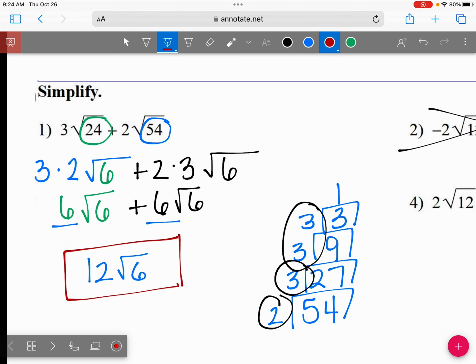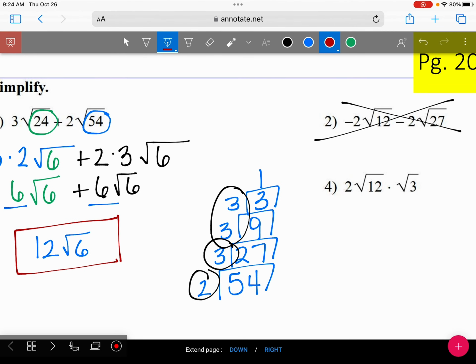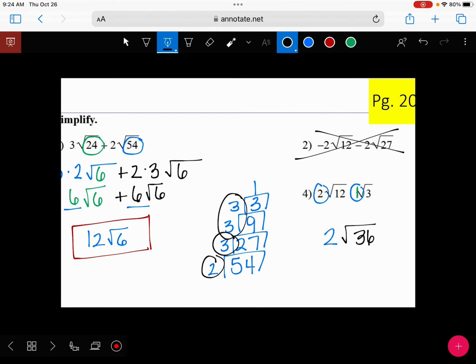All right, let's look at number 4. So for question 4, there is an invisible 1 in front of that root 3, so I'm multiplying 2 times 1, which is 2. And then I'm multiplying 12 times 3, which is 36. Build your cake with 36.